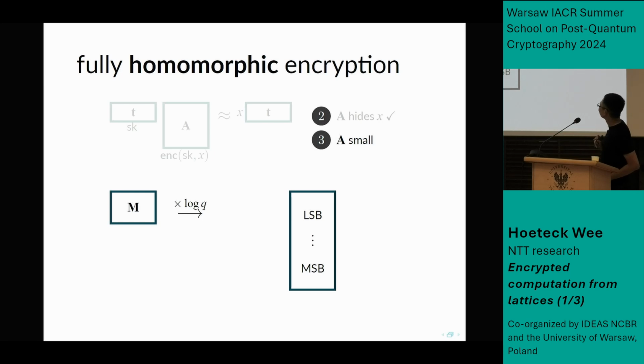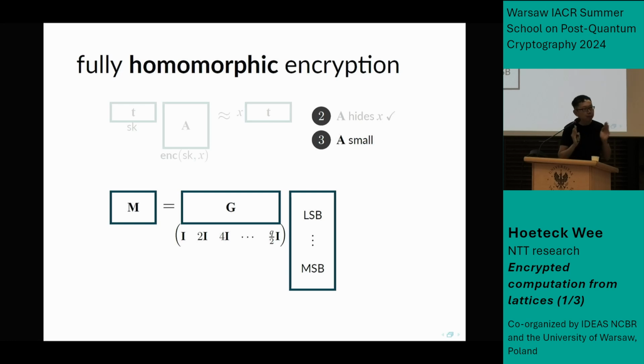Why do we pick this particular representation? It has the following very nice property. By the way, first note that going from M to this representation is actually a nonlinear operation. But what's nice is that the inverse of it is actually a linear operation. In particular, if you look at what's called the gadget matrix, this is basically the gadget matrix that Daniele talked about, maybe slightly permuted.